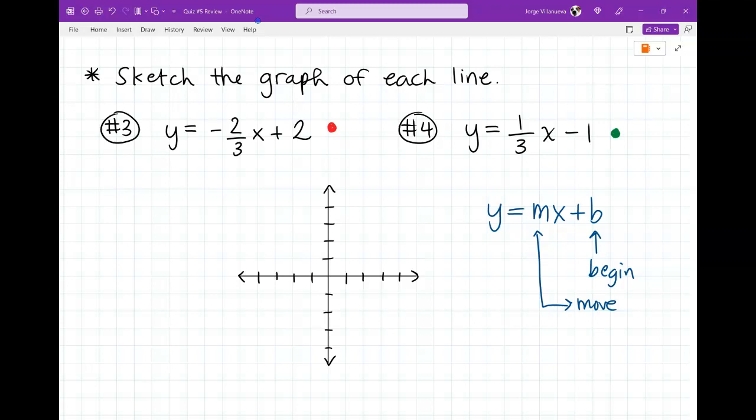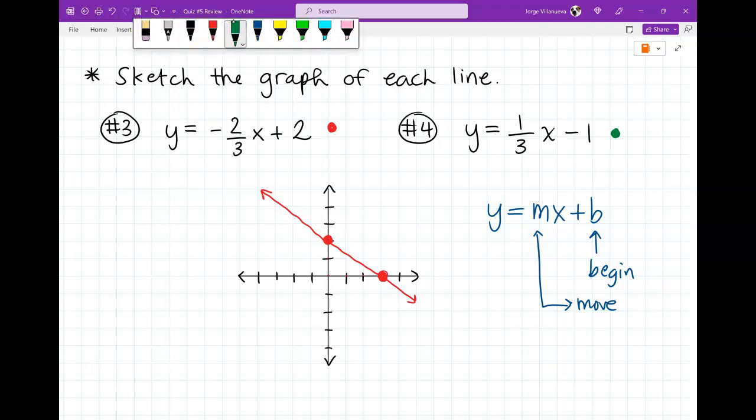So according to number 3, where do I begin? Where should I start? 2. At 2 on the y-axis. I'm going to put a dot right there. And then it wants me to move negative 2/3. Well, negative means down. So I got to go down twice and then 3 over. So from this red dot, down twice, 3 over. It's right here. Connect the dots and you're done. This should not take you a long time. It's just basically counting.